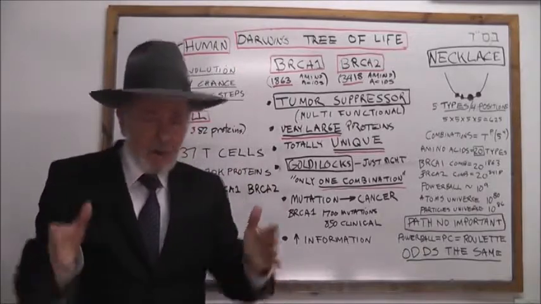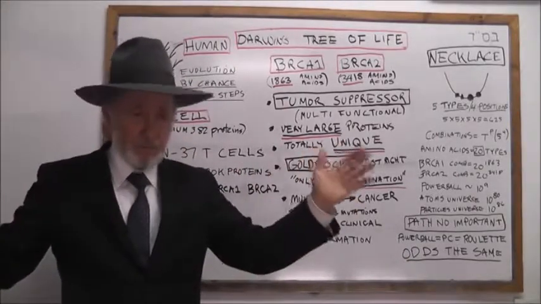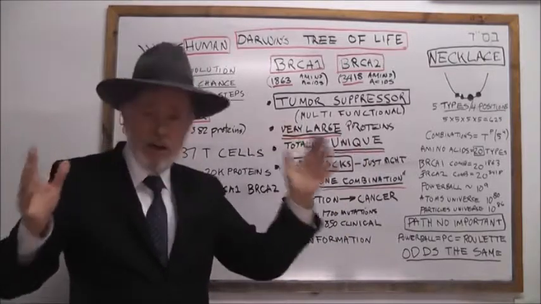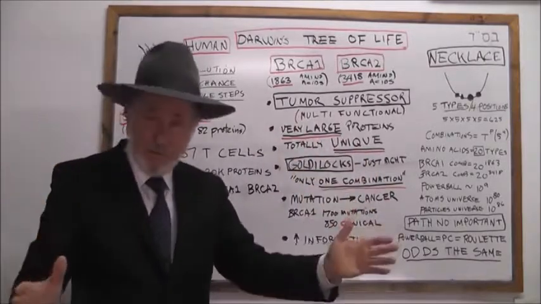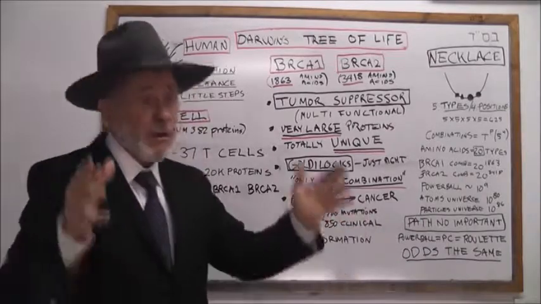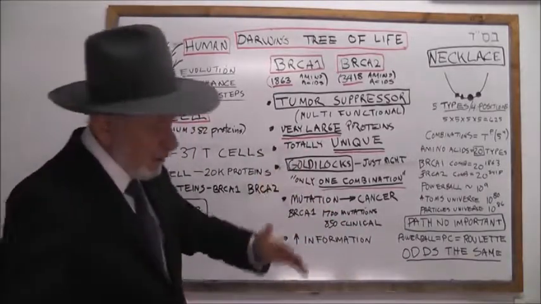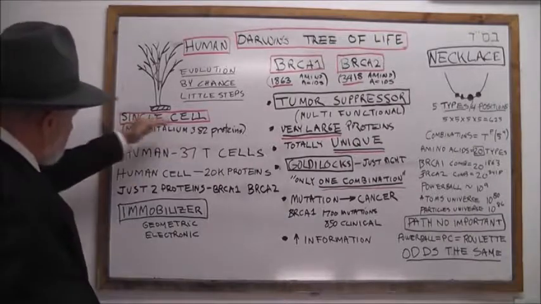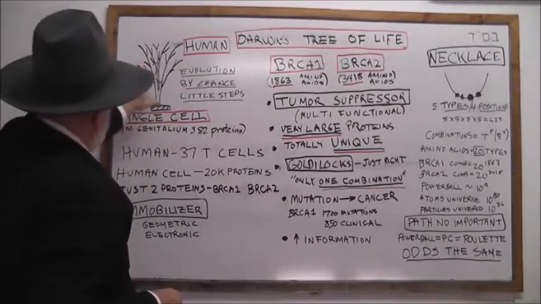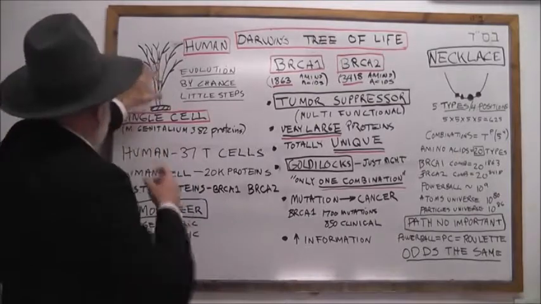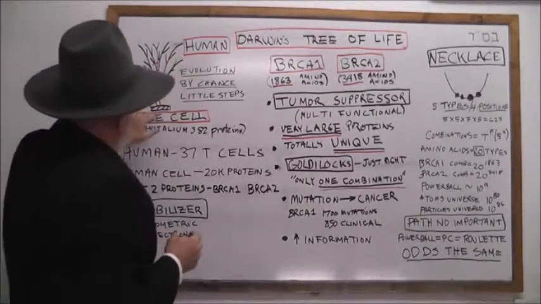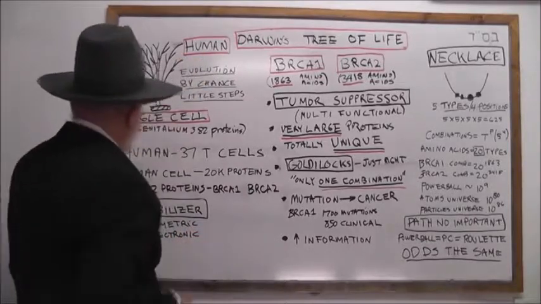To simplify this, and this is what I learned in my freshman year at the engineering school: a lot of times when you have a very complex system, if you can simplify it, you can get some information which you can then apply to the complex system. So we're going to simplify this. First of all, we're going to just start with a single cell. There's a question mark here. We're not going to know what happened in Darwin's tree of life. We're just going to go from the single cell to the human cell.